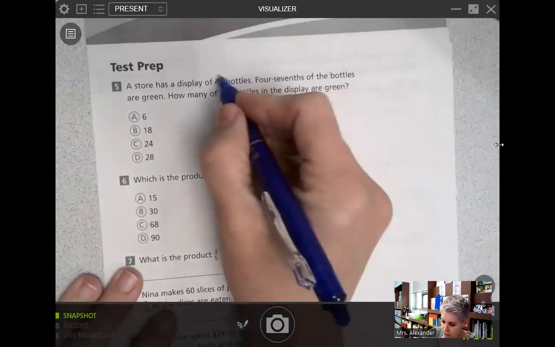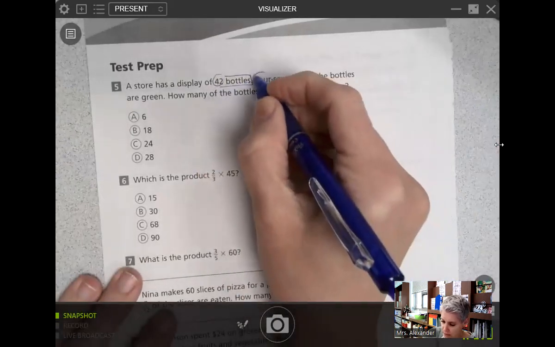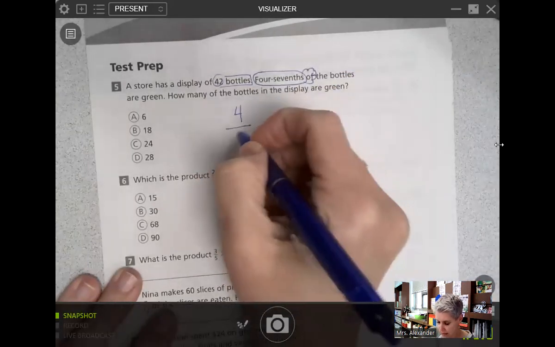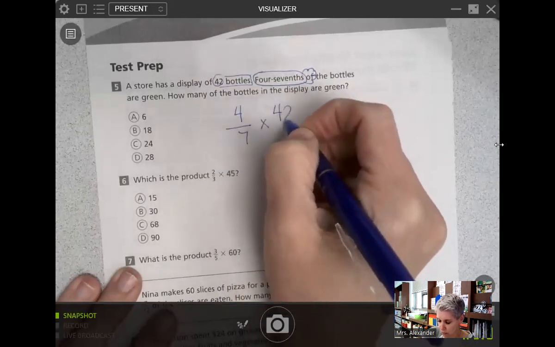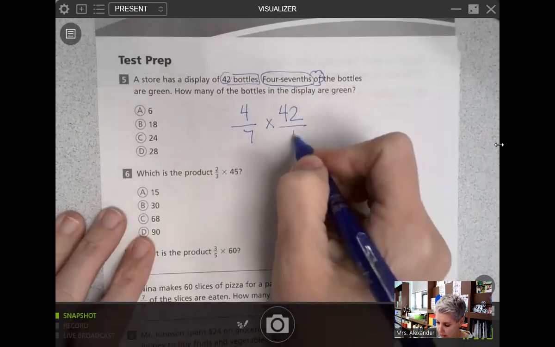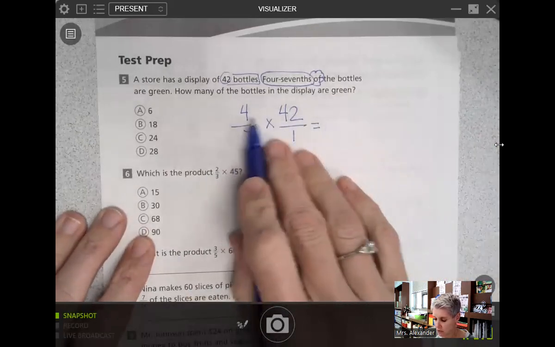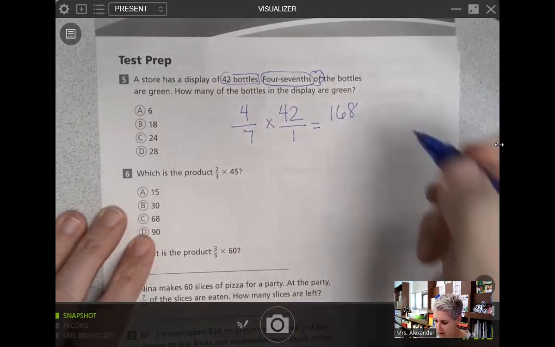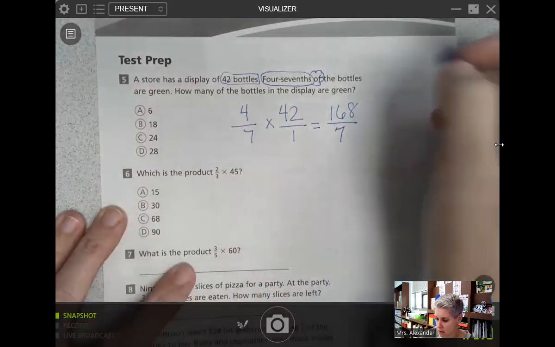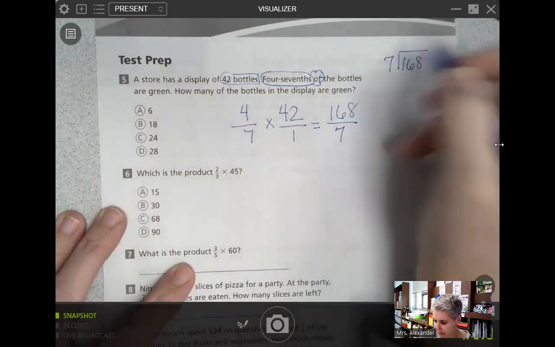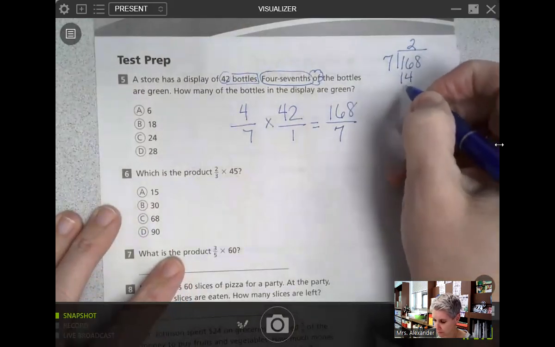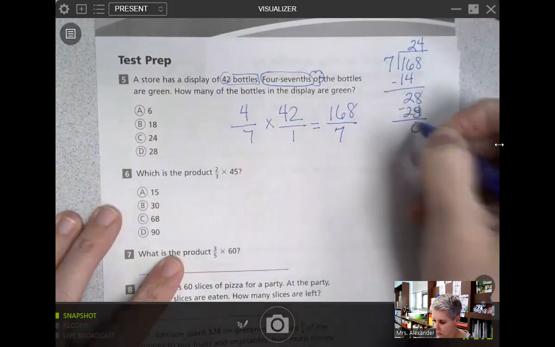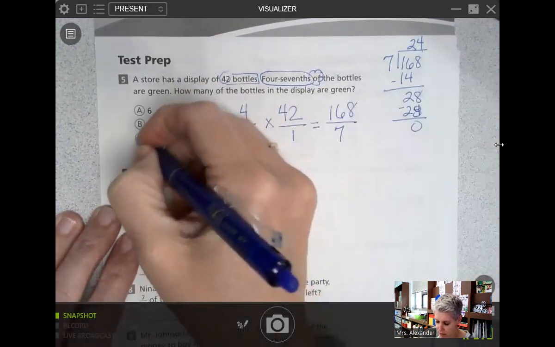So if I write that out, there are 42 bottles. 4/7 of the bottles are green. 4/7 of 42 bottles. I'm going to put the 1 under that. I'm going to multiply. 42 times 4 is going to give me 168. 168/7. 168 divided by 7 will give us a whole 24. Our answer is going to be C.